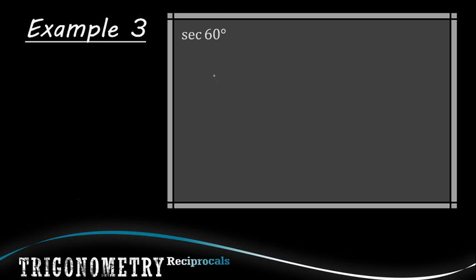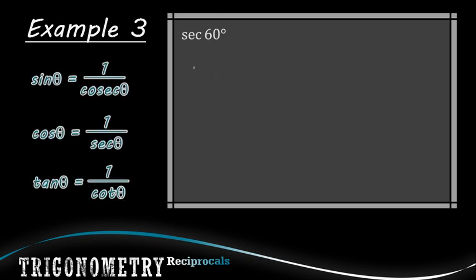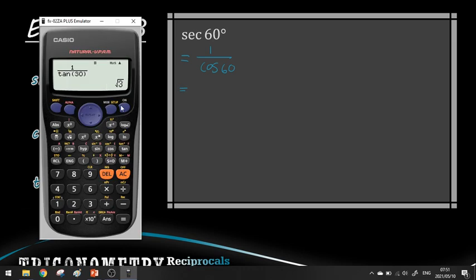Next we have example 3, we have sec 60. So sec and cos go together, so sec 60 is also equal to 1 over cos of 60. Type it in. And that is equal to 2.